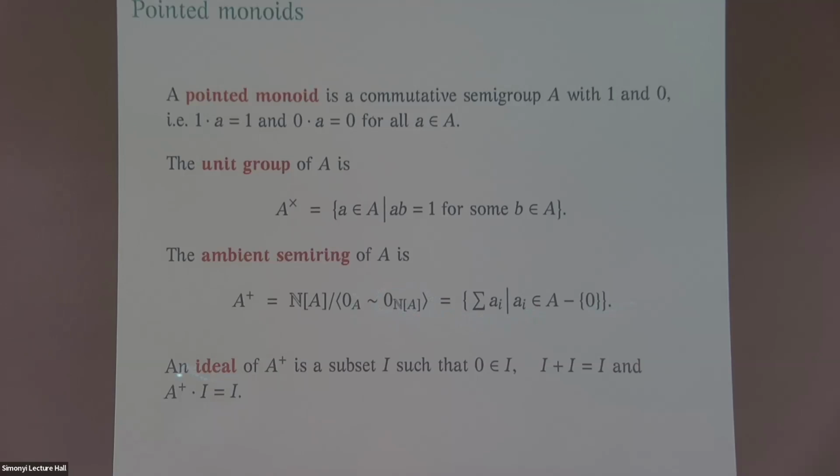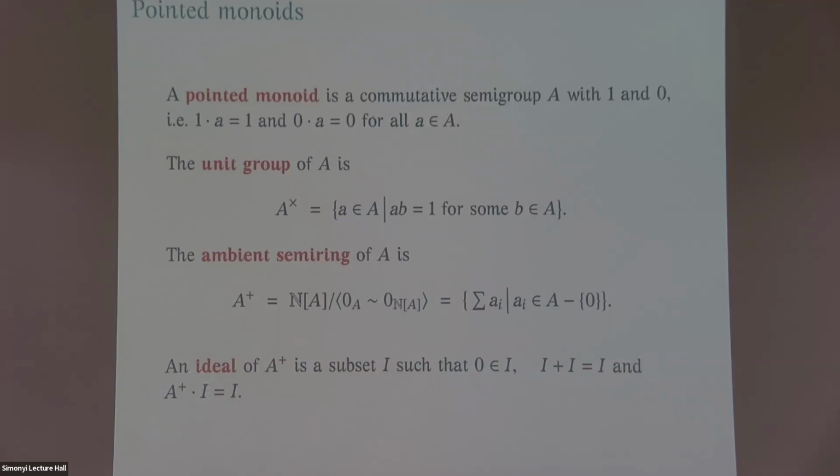Okay, here's one notion from semiring theory. An ideal of a semiring, in particular this semiring, is just a subset. It's a sub-semimodule. So it's a subset that contains 0, is closed under addition, and is closed under multiplication by the semiring.